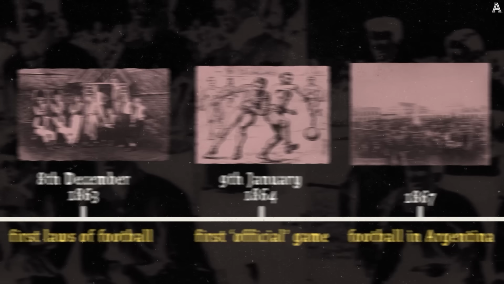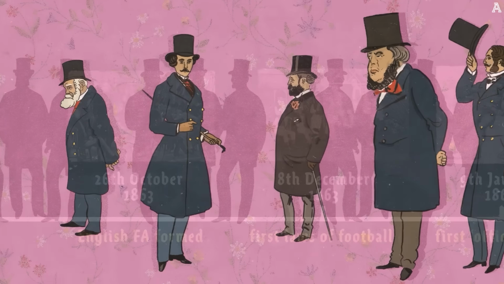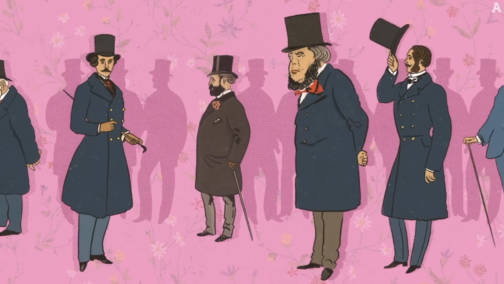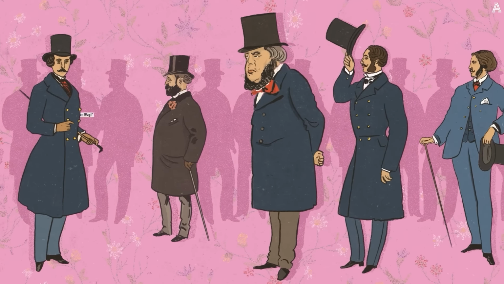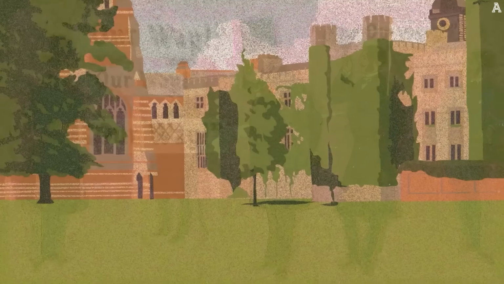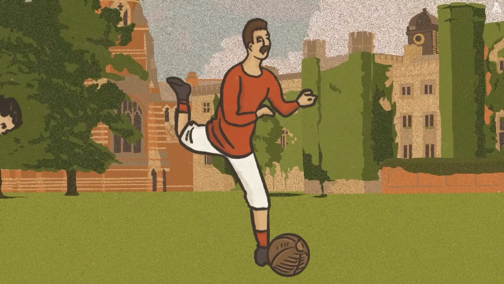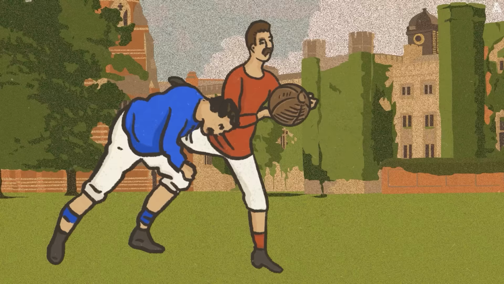When representatives of the various public schools got together in 1863 to draw up the first laws of football, one of their problems was that each school had its own version of the game, suited to the environment in which it was played. Those who played on grass preferred a running game, in which the player in possession, often carrying the ball, could be bundled to the ground.